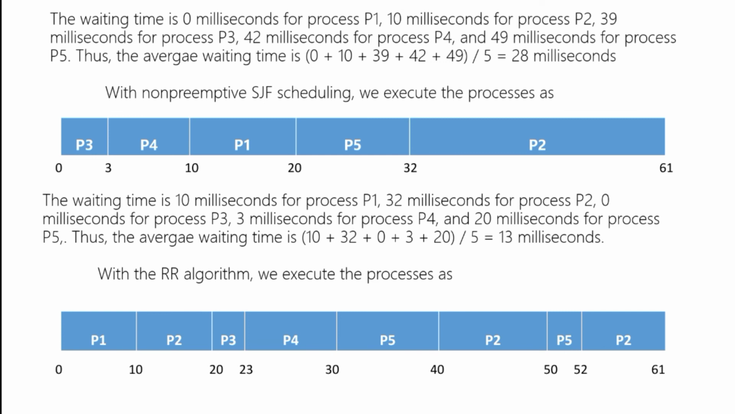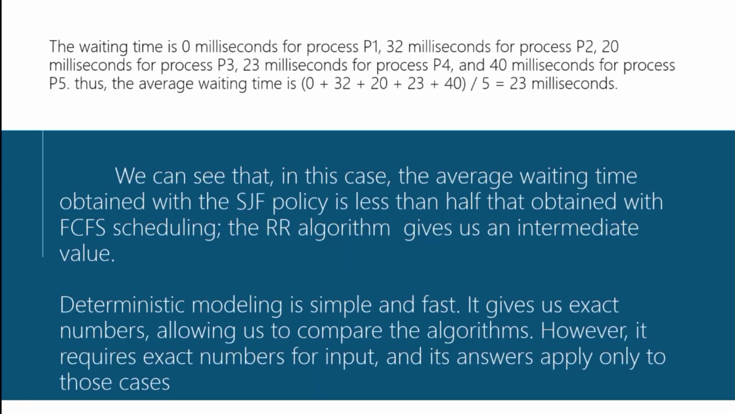So to get the total average waiting time, 0 plus 32 plus 20 plus 23 plus 40, divided by 5, we have 23 milliseconds. So in round robin, the waiting time is 0 milliseconds for process P1, 32 milliseconds for process P2, 20 milliseconds for process P3, and 23 milliseconds for process P4. And also the P5 has 40 milliseconds.